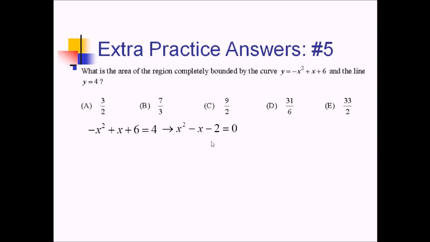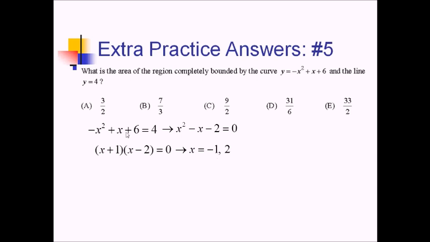Now factoring this, we need two things that multiply to negative 2 and add up to negative 1. That's positive 1 and negative 2 inside parentheses with my x's. So that means x equals negative 1 and x equals 2 are going to be my limits of integration here.